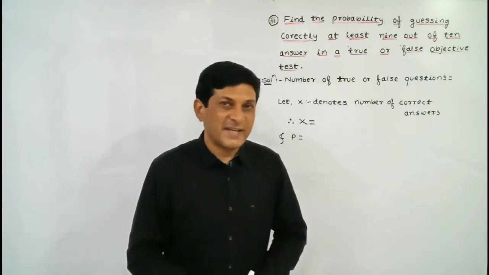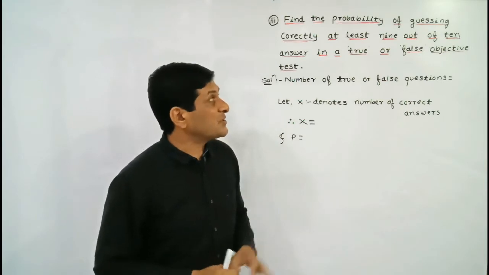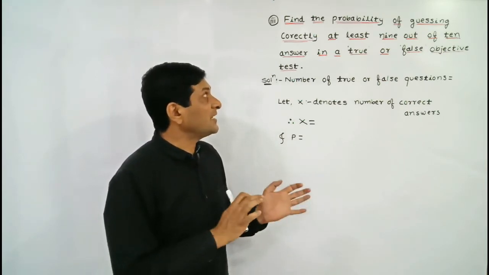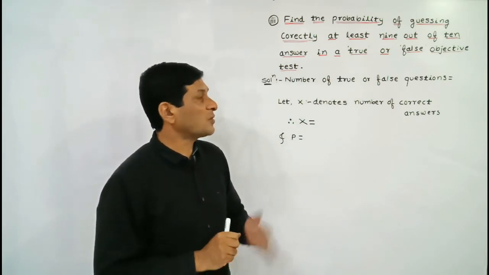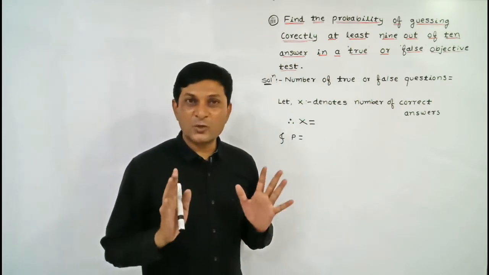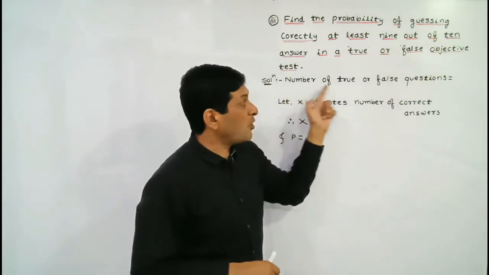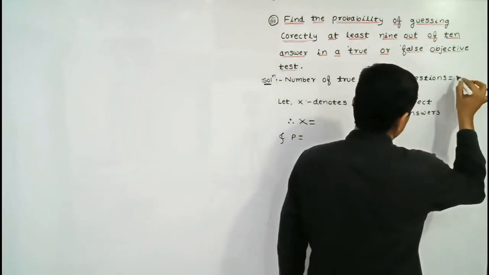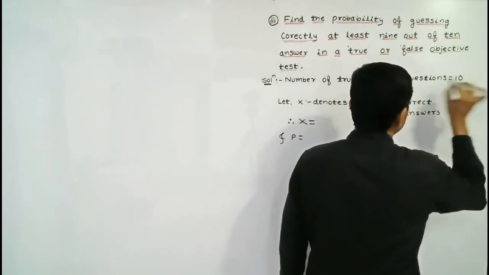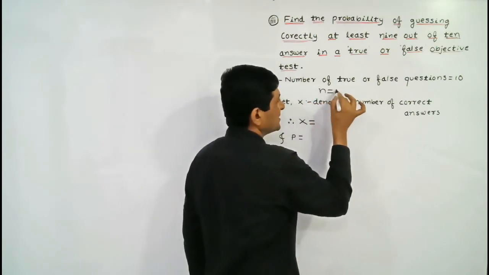Now see, in the third example we have to find out the probability of guessing correctly at least 9 out of 10 answers in a true or false objective test. Means total how many questions are there? 10 questions are there. So the number of true or false questions will be equal to 10. So first we are collecting the given conditions. So here the total number of questions is equal to 10, which means we can say that n is equal to 10.